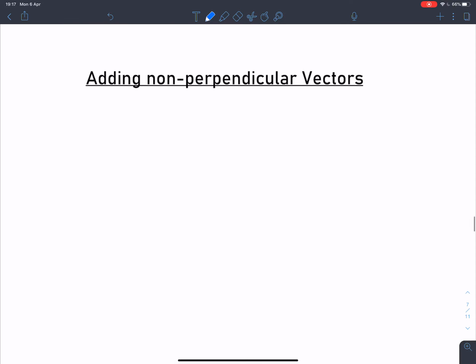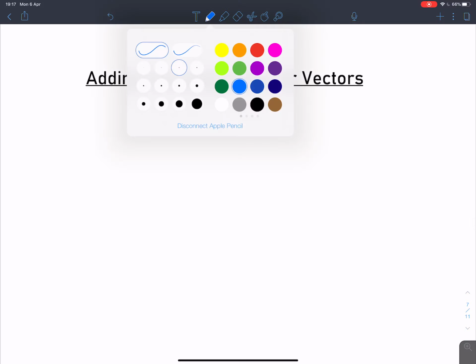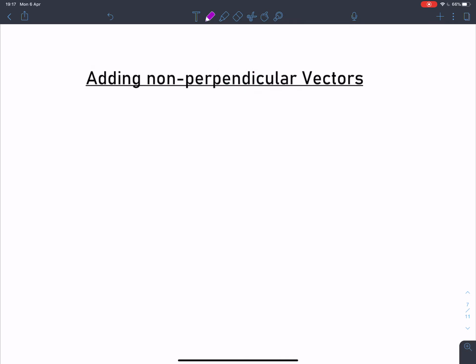Okay, so what happens now if we have non-perpendicular vectors? So to give you an example, we were talking about forces there, so we'll stick with that for this example. So let's say I've got a 5 Newton upwards and 4 Newtons, which is going to be slightly shorter at an angle of 30 degrees to the horizontal. Okay. So, what I want here is to find the resultant of these two vectors.